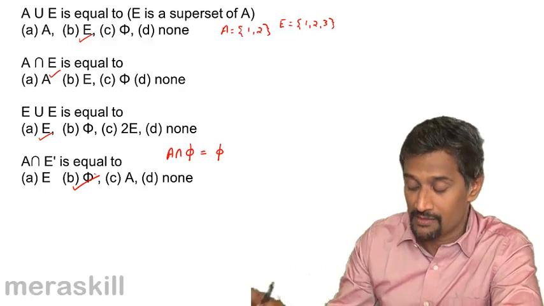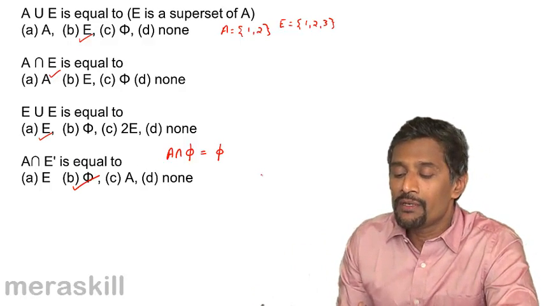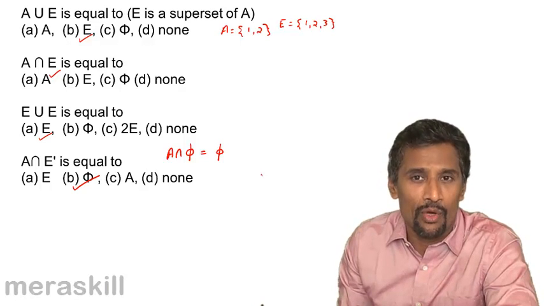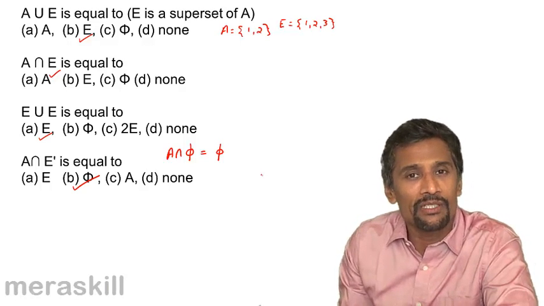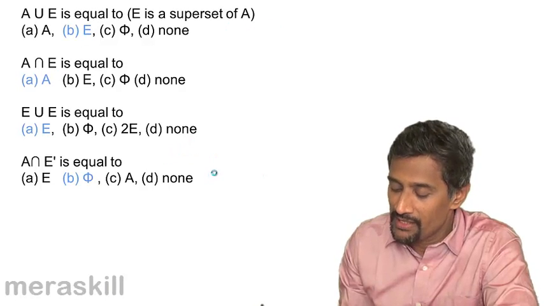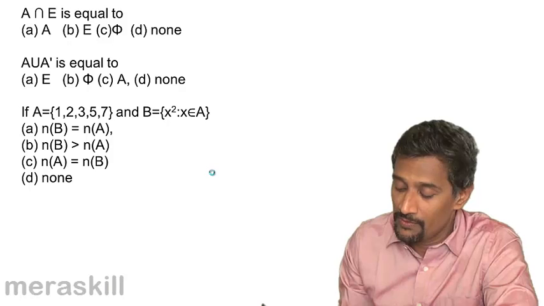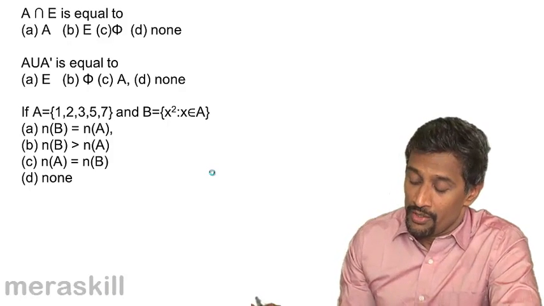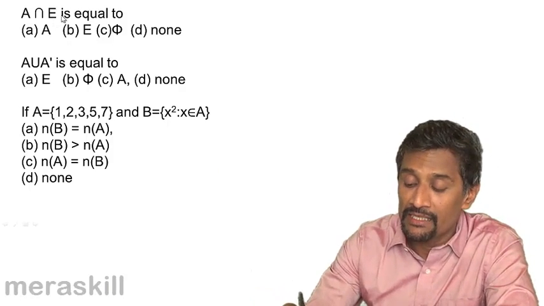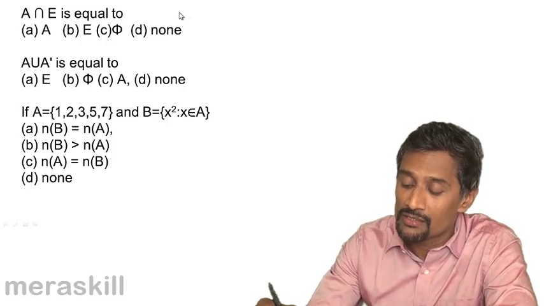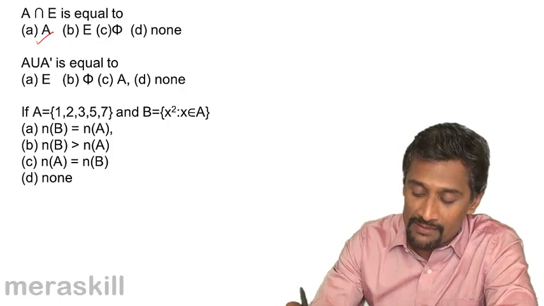So whenever a set is given and its superset, if only these two sets are involved, then the superset can be taken to be the universal set. Okay, so hence we have it as this. Now furthermore, you have A intersection E, which is going to be A itself, as we saw.